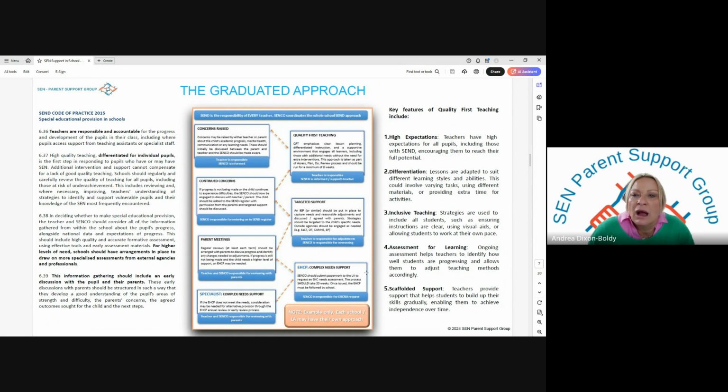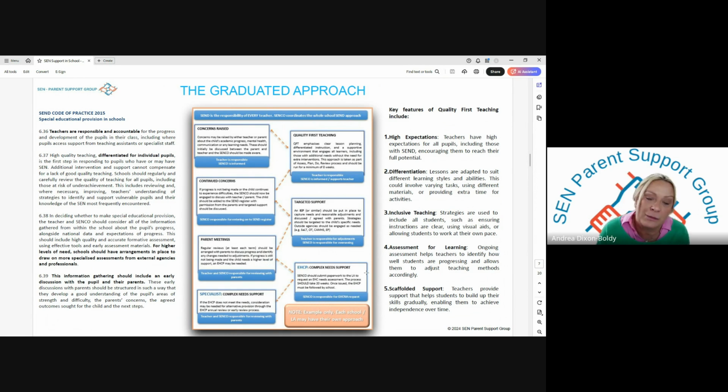So, the qualities of first teaching must include high expectations. Teachers have a high expectation for all pupils, including those with SEN, encouraging them to reach their full potential. Ultimately, part of their teacher training is that they will adjust and deliver to all the class so that the child with SEN can access the learning without being singled out.